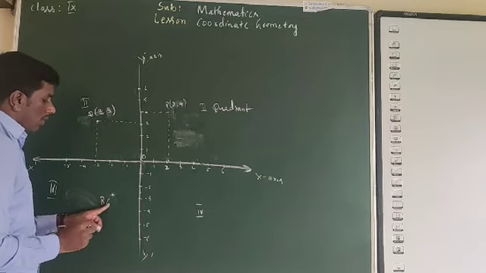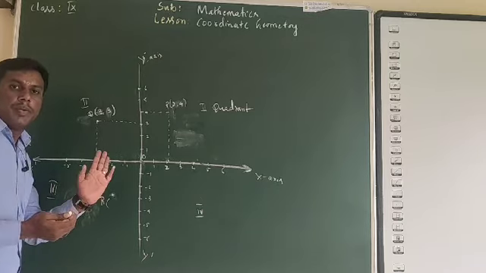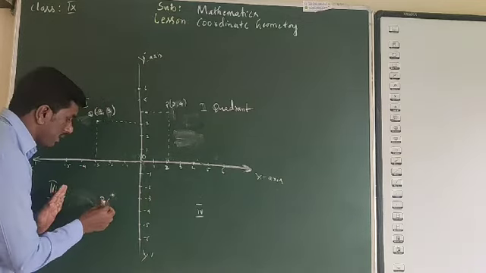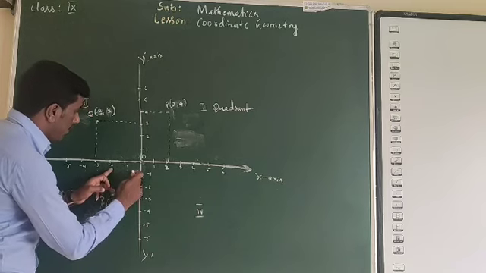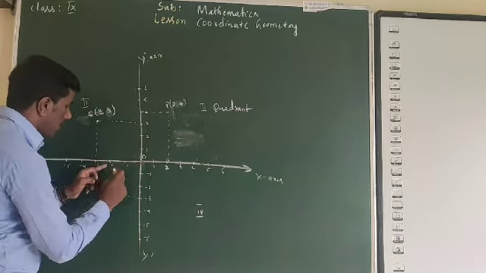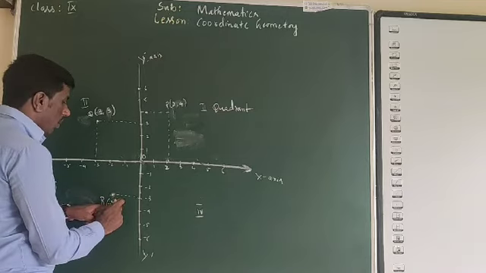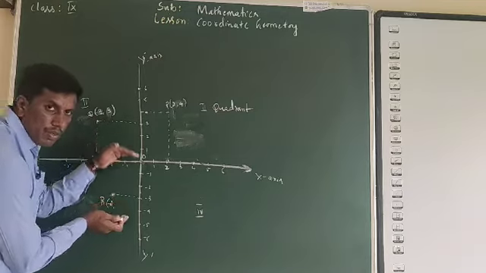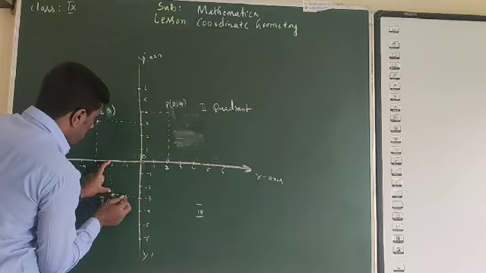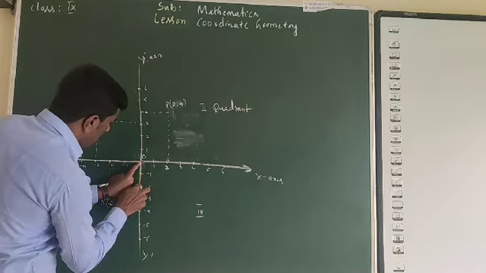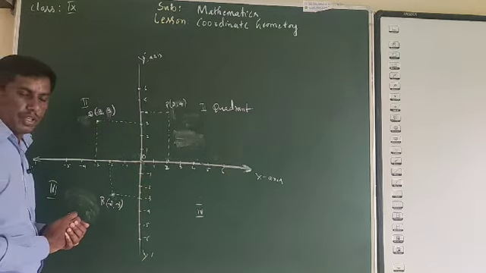So what is that? First, the abscissa is nothing but the perpendicular distance from the y-axis. So the same distance we can go for that: minus 1, minus 2, minus 2. Correct? Similarly, y is nothing but the ordinate, the perpendicular distance from the x-axis. So you can find out this distance: minus 1, minus 2, minus 3. So minus 3. Correct?